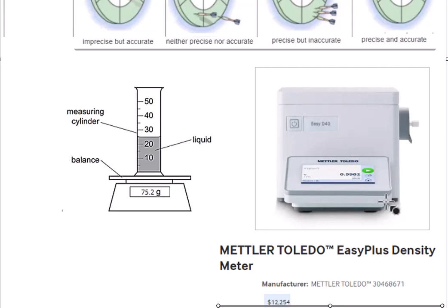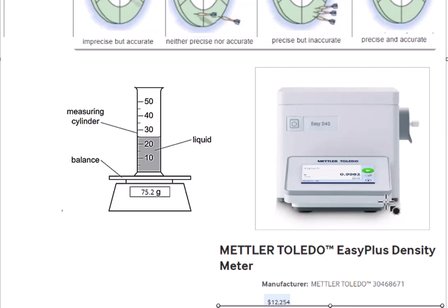If you want to see one of these things used, check out a YouTube video for a Mettler Toledo EasyPlus Density Meter, and they'll show you some neat experiments that are done using this quality $12,000 instrument. If you're working in a lab with one of these, you're working at a top level lab.